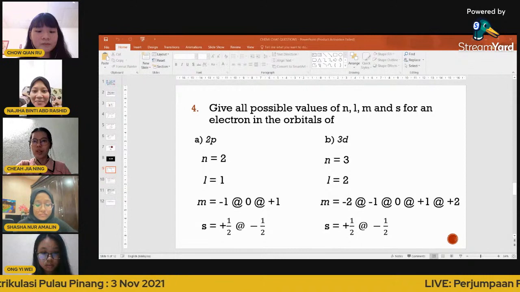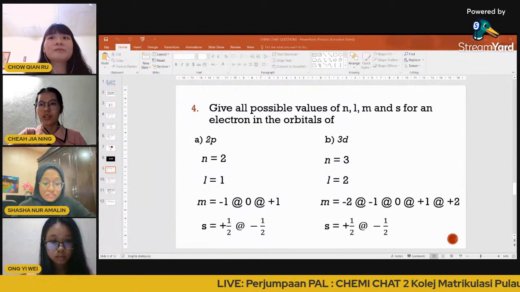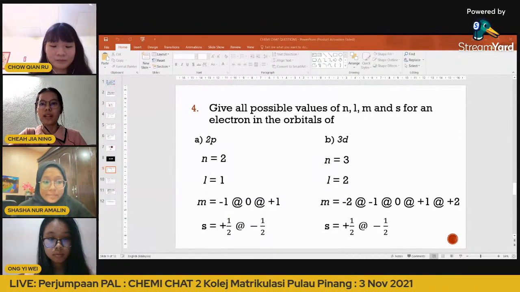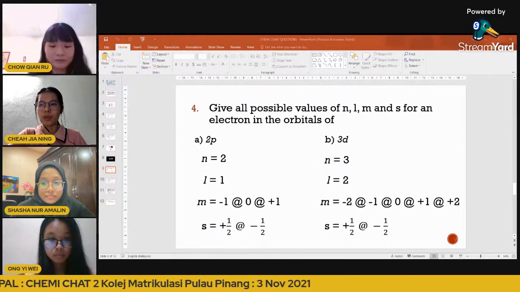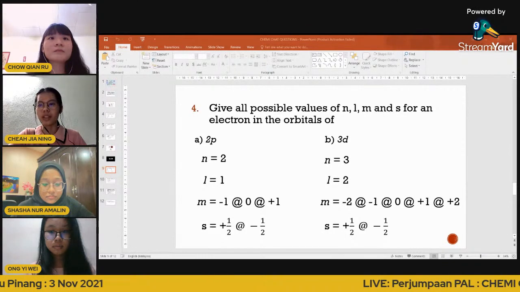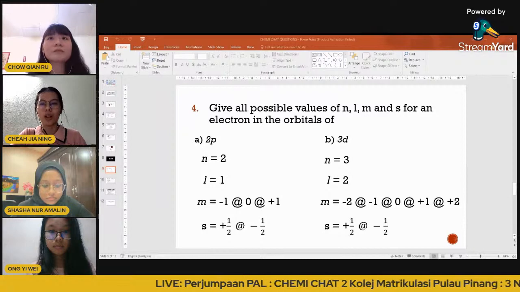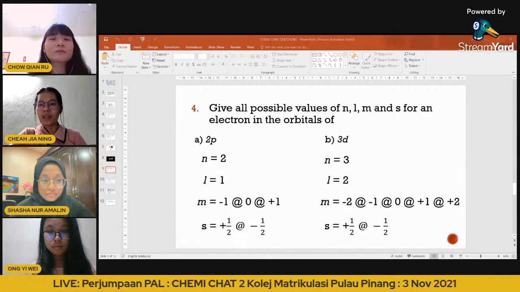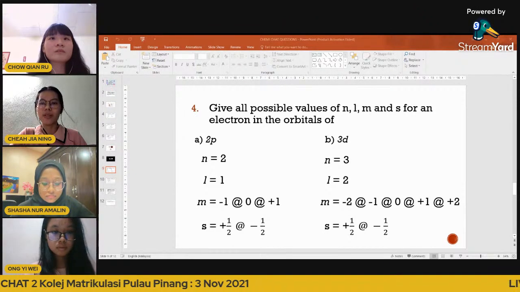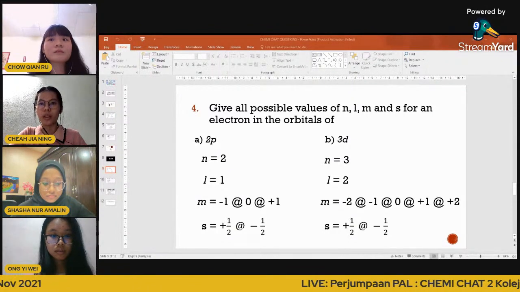So for the first one, 2p, n will be 2 because 2p is located at the second shell, and l is equal to 1 because 2p has a p orbital. Since l is equal to 1, m will be negative 1 or 0 or positive 1, and s can only be positive 1/2 or negative 1/2.